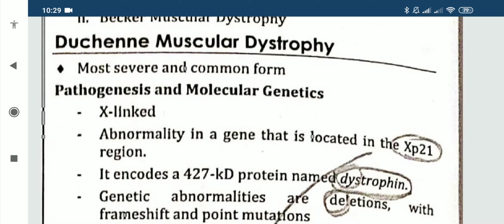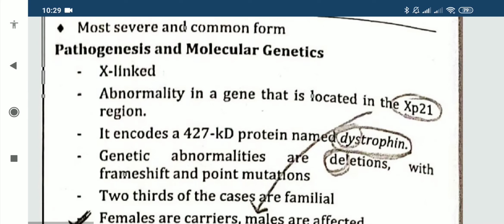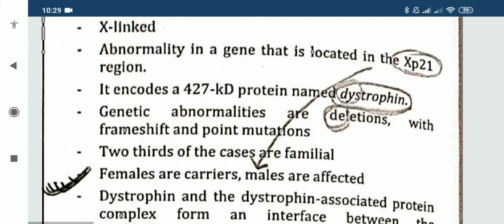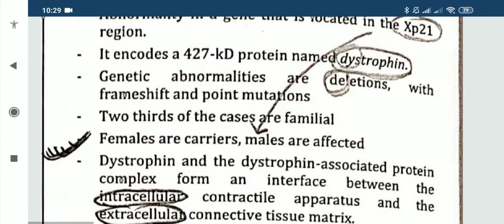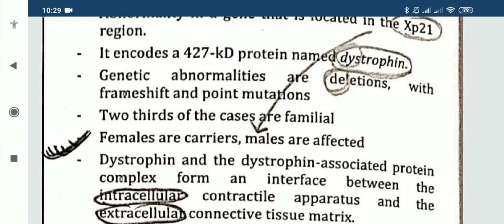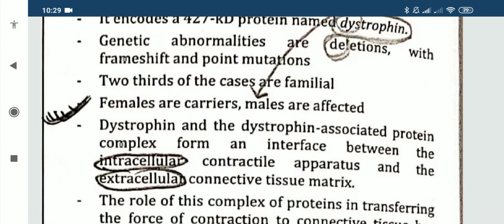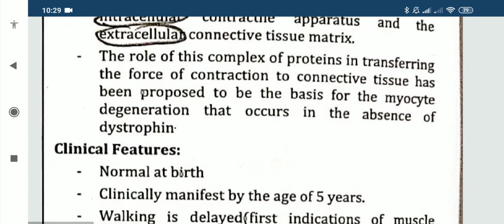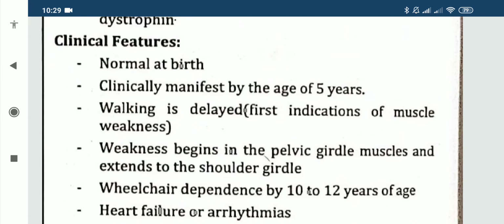That is, there is a defect in the dystrophin. The gene is deleted. It is mostly found in males, that is, X-linked recessive, and is less common in females. The females are carriers, whereas the males are affected. Dystrophin and the dystrophin-related proteins are defective, as are the dystrophin-associated proteins, because of which there is a defect in the muscle contraction.